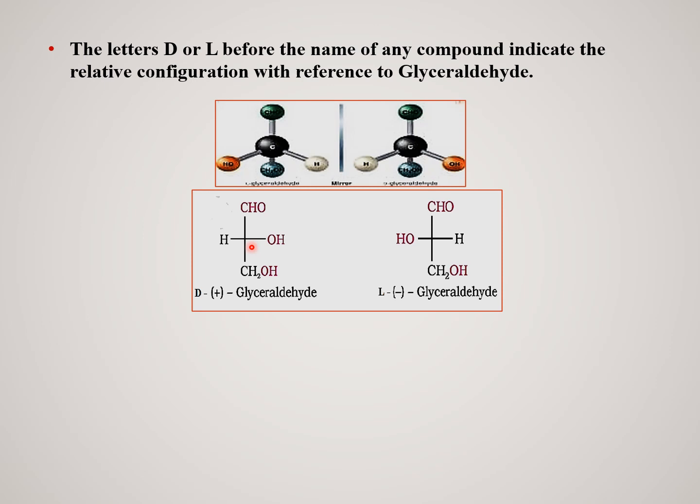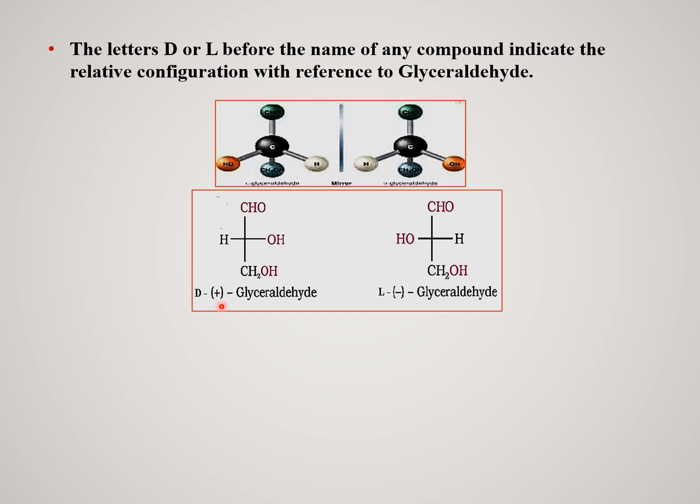Whenever the chiral carbon atom has OH on the right side, it is called D plus glyceraldehyde. If the OH group is on the left side, then it is called L glyceraldehyde. I want to repeat. D means OH is on the right side of the chiral carbon atom. L means OH is on the left side of the chiral carbon atom. Plus sign indicates dextrorotatory, rotating the plane polarized light in the clockwise direction. That is called plus sign dextrorotatory.